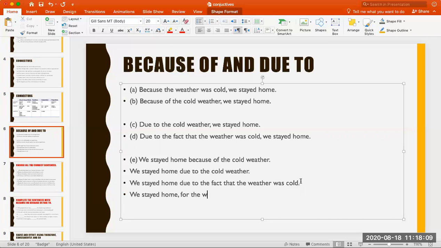For the weather, remember, weather is uncountable. We stayed home, for the weather was cold. Beautiful sentence. This is a compound sentence. For means because, but here it comes in the middle of the sentence. It's wrong to say "for the weather was cold, we stayed home." This is completely wrong.